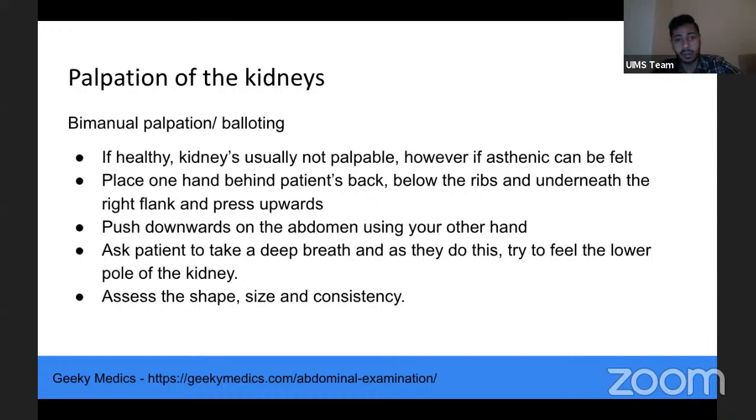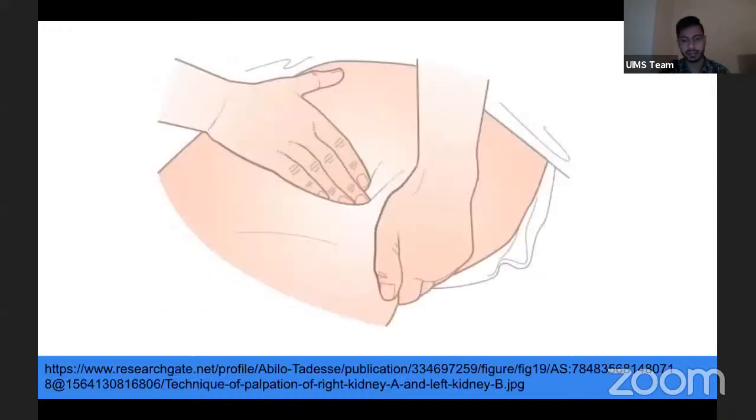So causes for enlarged kidneys could be polycystic kidney disease. It could be due to renal tumor, and a number of different reasons as well. Here's a bimanual palpation. As I mentioned, one hand is to the back and we're pressing up, and the other hand we're pressing down on the abdominal side, trying to feel the lower pole of the kidney.